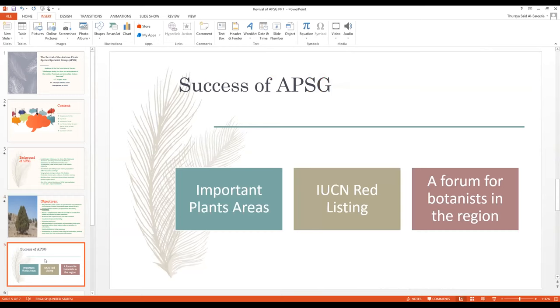If we talk about the success of the group during the last few years, Dr. Tony will talk in more detail about the successful projects and activities that have been conducted during the last few years. But the most important projects that have been done so far in some areas in the region were the important plant areas, preparing of the IUCN red listing, and conducting a forum for the botanists in the region, where they gathered all the concerned scientists about the plants, discussing different issues, and coming out with very important recommendations on how we can work all together to conserve the plants in our region.